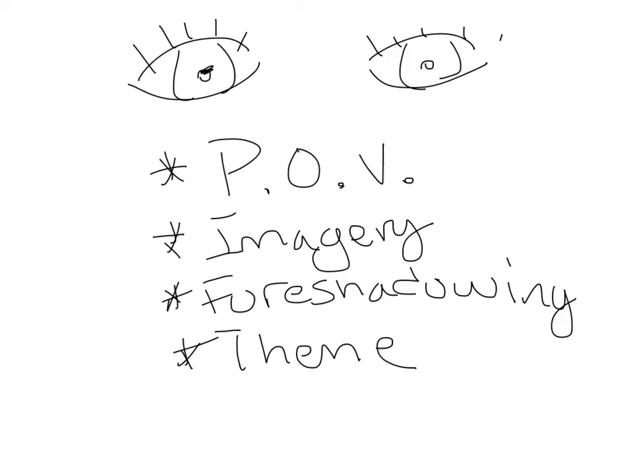So, while you are reading, you are going to use your eyes and you are going to focus on the point of view of the narrator. Is it first person? Is it third person, limited, or omniscient? How does that change what you know as the reader? You're going to focus on the imagery. You're going to focus on foreshadowing. Is the author hinting at anything with that imagery? And lastly, you're going to focus on theme. What should you learn about the human condition as a reader?